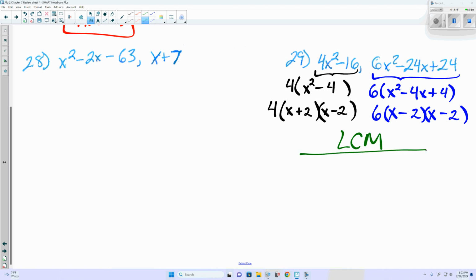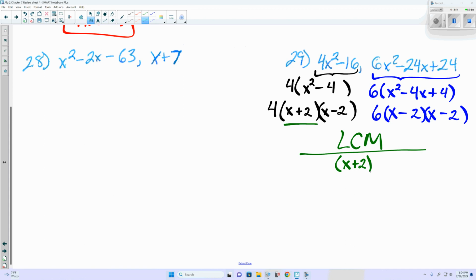Least common multiple. Again, I'm going to start off with our sets of parentheses. The one on the left has an x plus 2, once. How many times does the one on the right have it? Zero. So how many times do we need it? We need it once, because it showed up once.